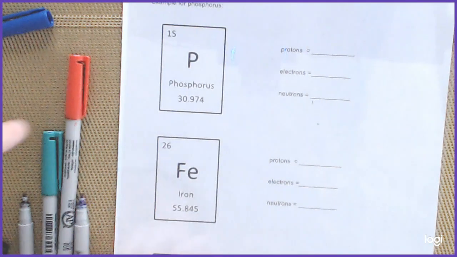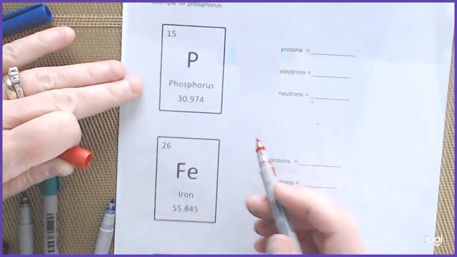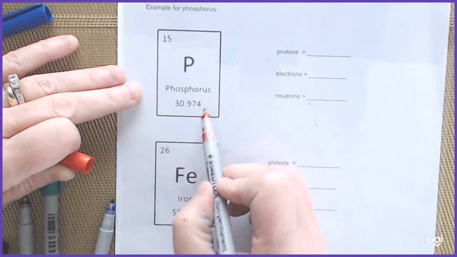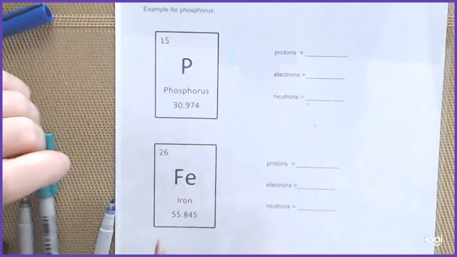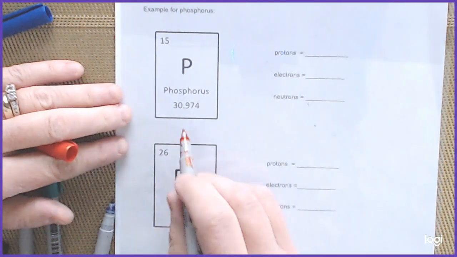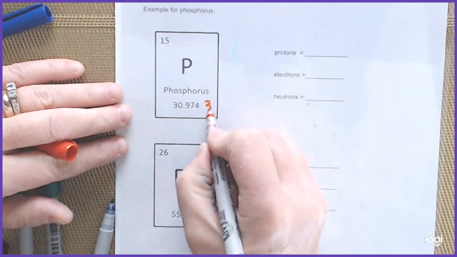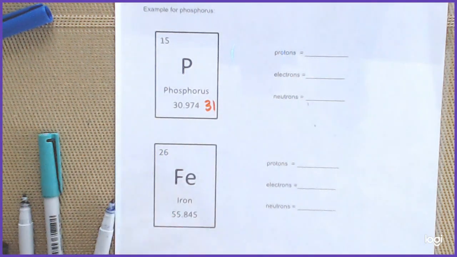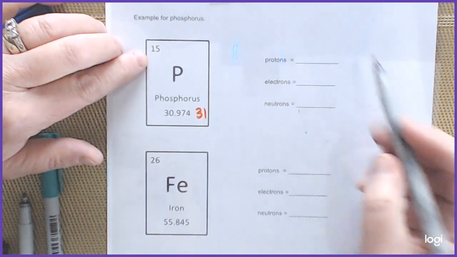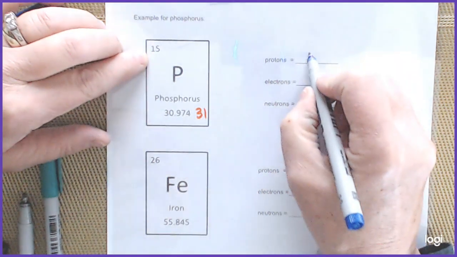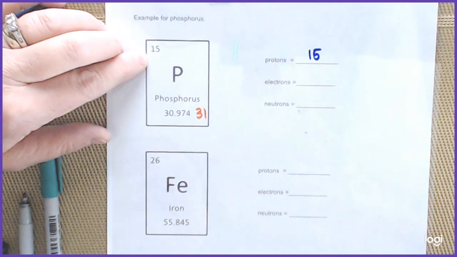So first thing we're going to do is look at phosphorus, and we see the atomic mass here. All right, so it's 30.974. So what we're going to do is round this to the closest whole number. So we're going to round this up to 31. Alrighty, now we're going to take a look here, and we're going to say our number of protons is equal to our atomic number. So we know that's going to be 15.